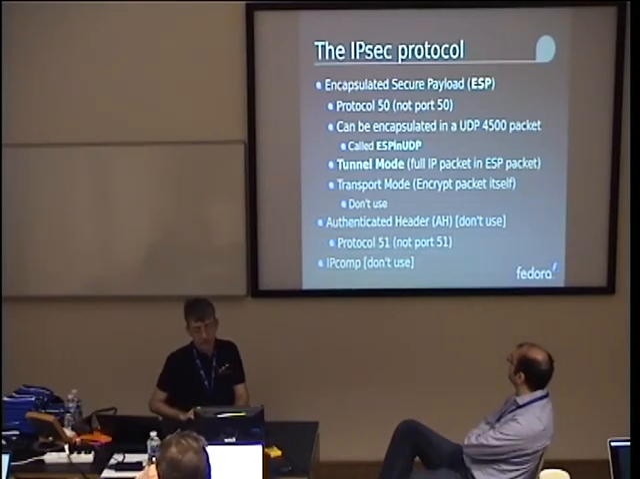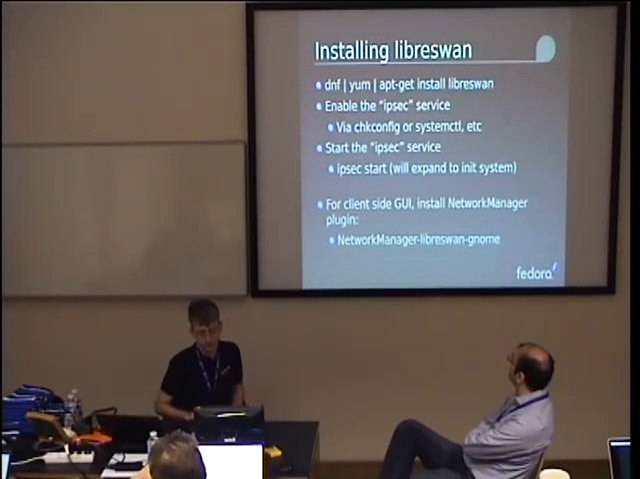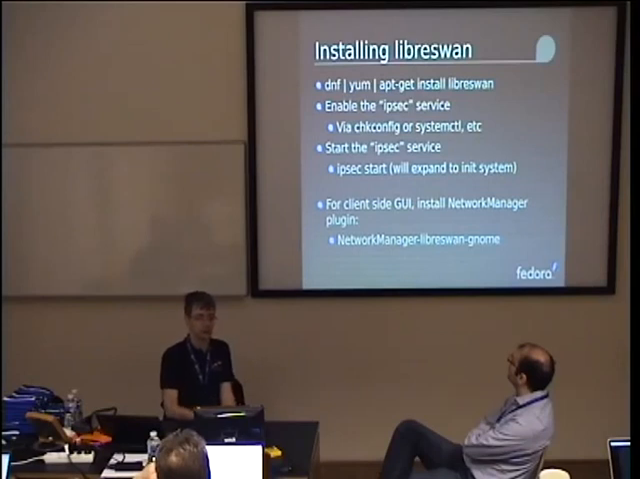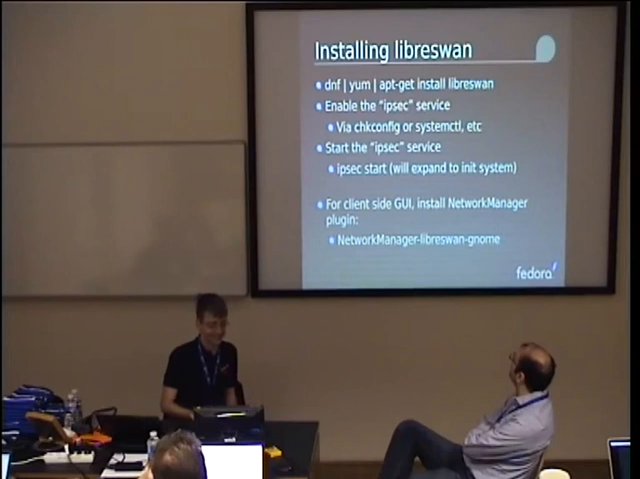So all of this, luckily, you don't really need to know because all the defaults in libreswan are set in such a way that they use the right things. Installing libreswan is pretty simple. Just install the libreswan package. The one maybe confusing thing is that the service is not called libreswan but ipsec, which turned out to be a good thing because originally this software was called FreeS/WAN, and then it was called Openswan, and now it's called libreswan. Luckily, the service name has never changed.